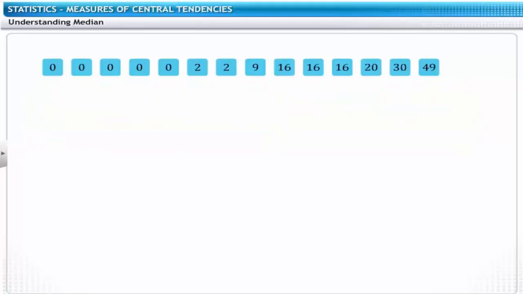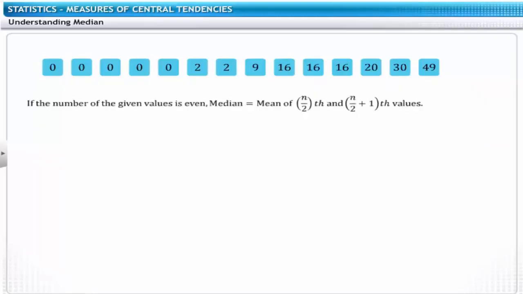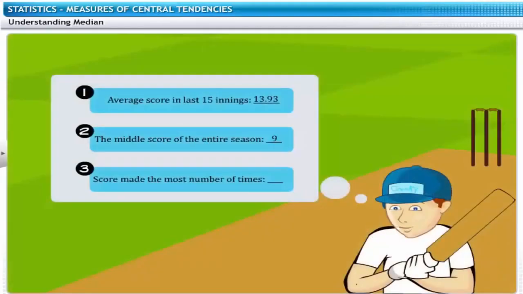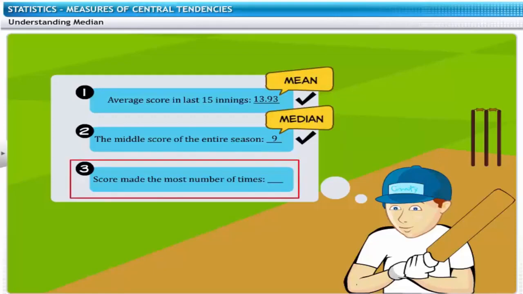If the number of the given values is even, as in this case 14, the median is the mean of the two middlemost values, which is given by the formula shown here. By the formula, the median of this group of values is the mean of the numbers at the 7th and 8th position, 5.5. So we found the values of the first two quantities. Now let us see how he fares with the third quantity.